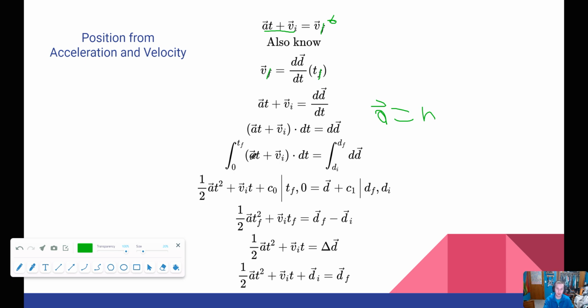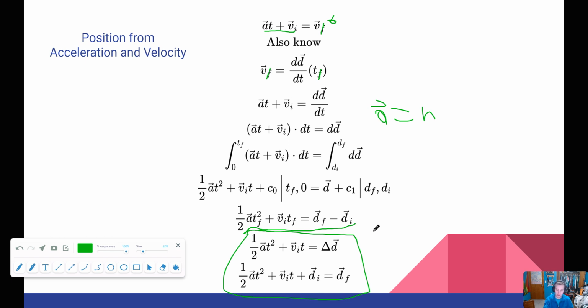So when we do our antiderivative, we get 1/2 times the acceleration vector t squared plus our initial velocity vector times t plus some constant, evaluated at our final time and our initial time, and then like before, we just get our displacement out, evaluated at the final displacement and the initial displacement. So we plug everything in, and we get down to here. And so then you can do delta d, or you can separate out your initial and your final.